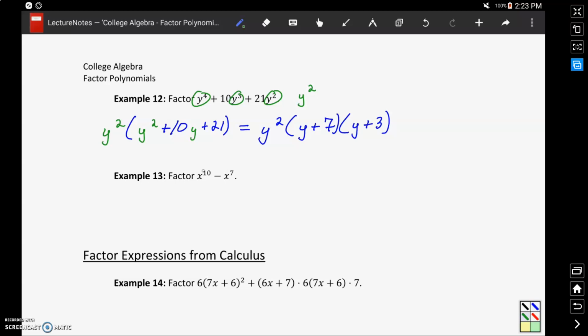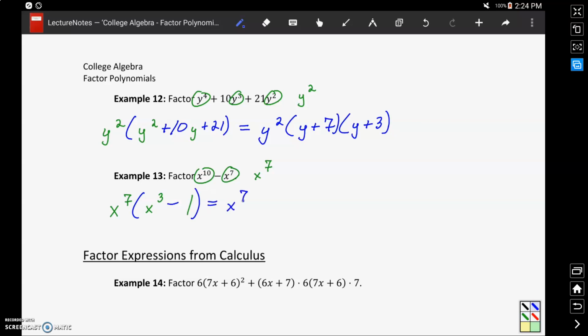In example 13, we only have 2 terms, both of which are divisible by x to the 7th. So if we start off by factoring out x to the 7th, we're left with x cubed minus 1, which is the difference of cubes.